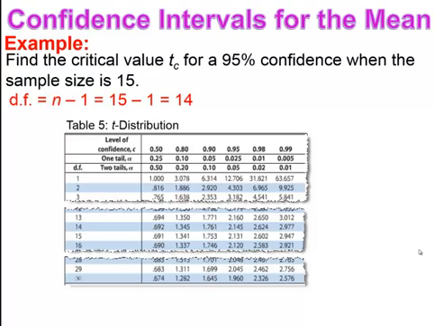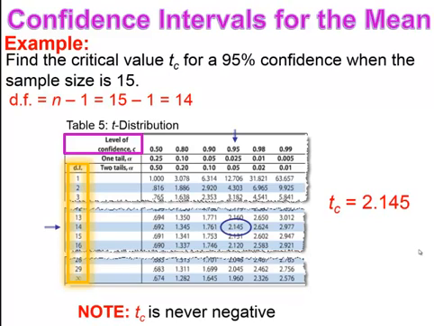Then you turn to the table and start with the degree of freedom column, and go to that value of the degree of freedom, which in this case is 14. Then you use the level of confidence row and go to where that confidence level is. In this case, it's 95%, so it's 0.95. Where they intersect is our critical value, our t sub c, which is 2.145. So if you were to use the table, that's how the table would work. So you never get a negative t-distribution value.